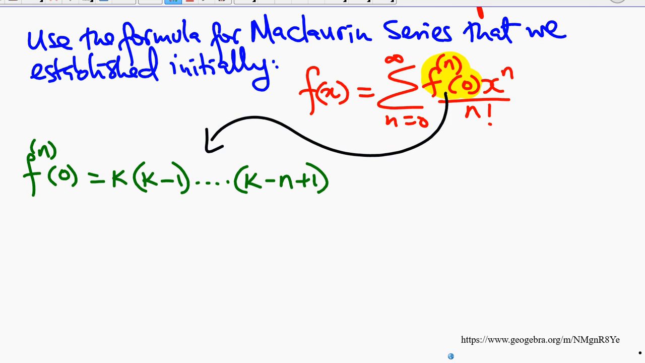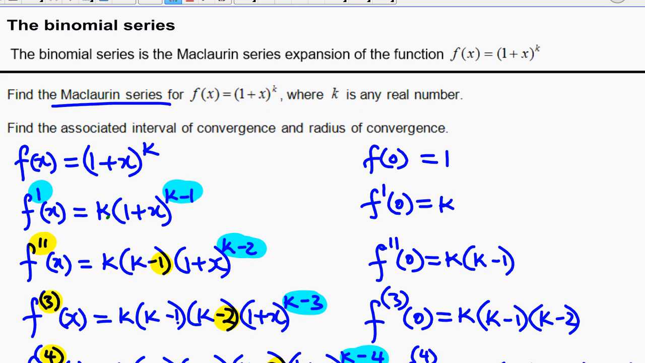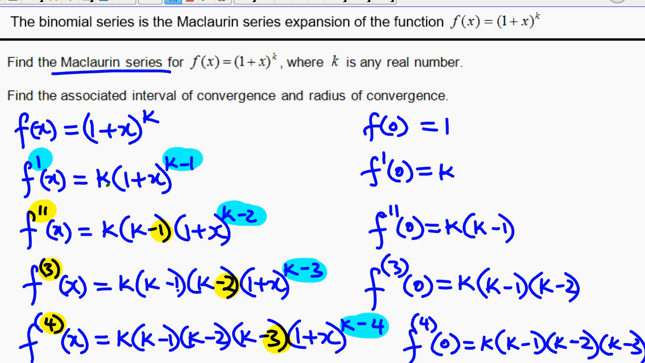Basically, f of x will be equal to the sum from n equals 0. Now remember, f of x is actually, I think it's better if I just write what it is: (1 plus x) to the power k, way up here. We're trying to find the Maclaurin series expansion for this function.